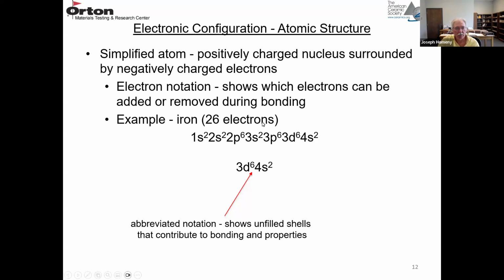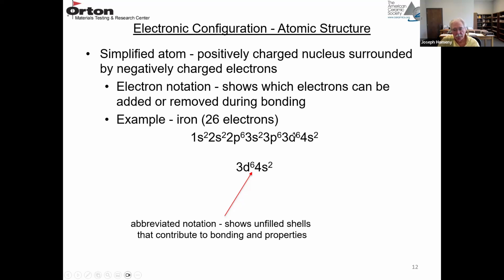Iron has 26 electrons. This is the last example I have. So all of these levels are filled. 1s2, 2s2, 2p6, 3s2, 3p6, 3d6. D should have 10 electrons to have a complete level, but it only has 6. And then the 4s level has 2 electrons. It is filled. So 4s actually fills before the 3d level. So this is a transition metal.